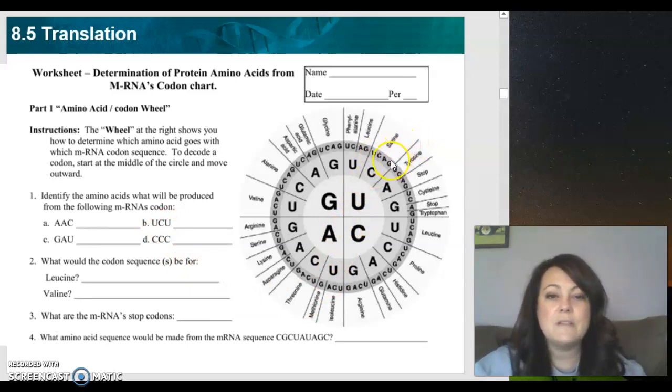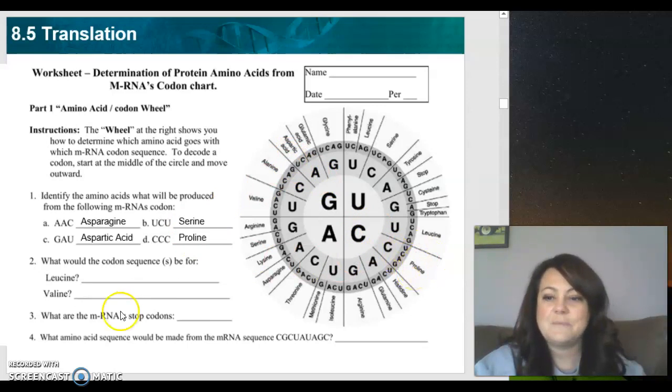Now you might notice that that's a big chunk of the wheel, all codes for the same amino acid. That happens in certain places on here. There are different codes for the same amino acid, so different ways to get to the same thing. GAU is aspartic acid, and CCC, proline. Did we get it right?